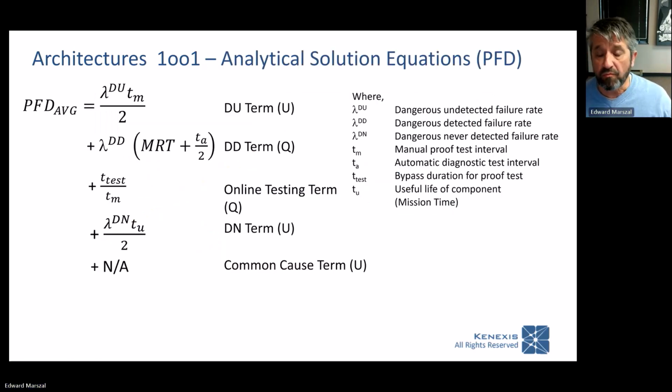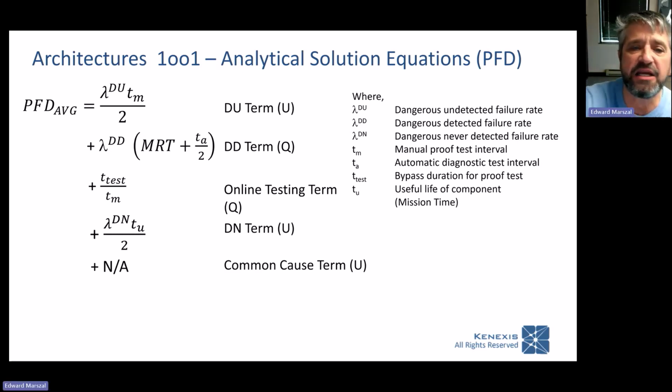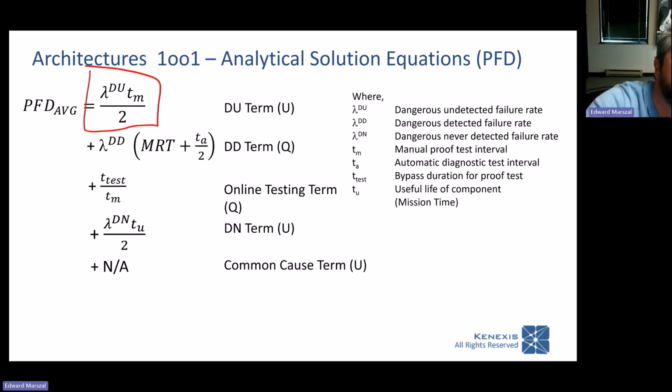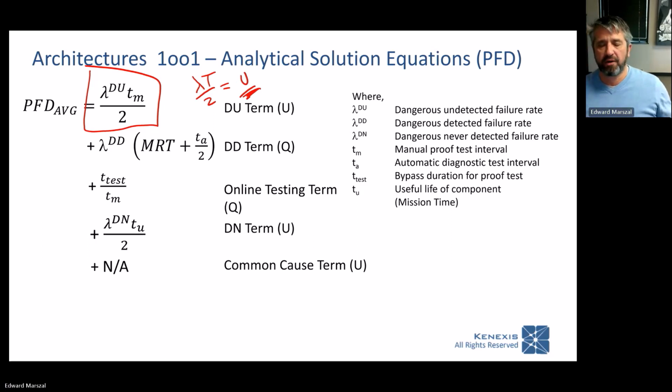Now we're back to where we started in this training class, with all of the terms. So the DU term, when you look at the DU term, what you have here is effectively lambda DU times T over 2. This is our unavailability.